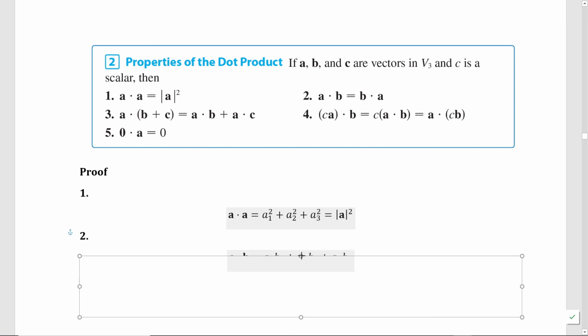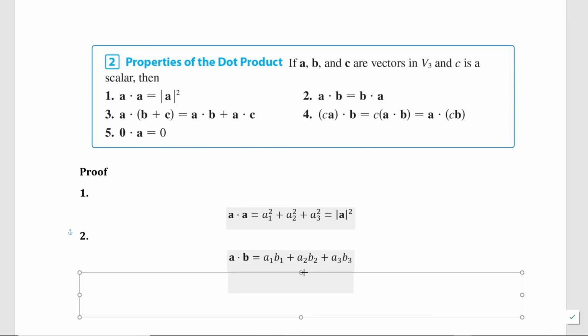Let's try to prove 2. It simply says the dot product is commutative. It can be proved easily as shown. So the dot product of the vectors A and B is by definition the sum of the products of the corresponding components of each vector.